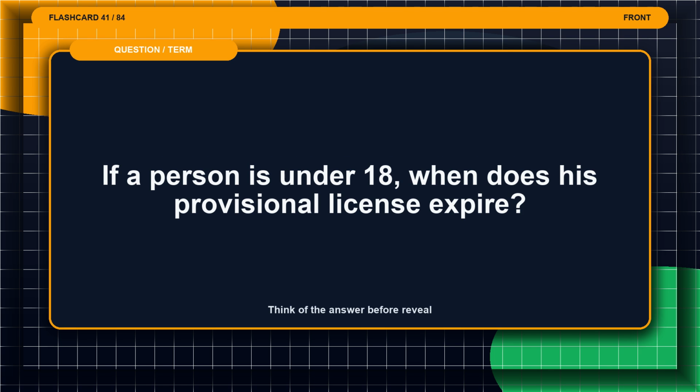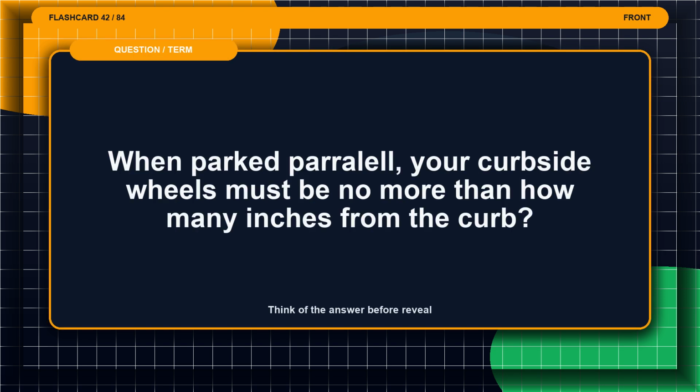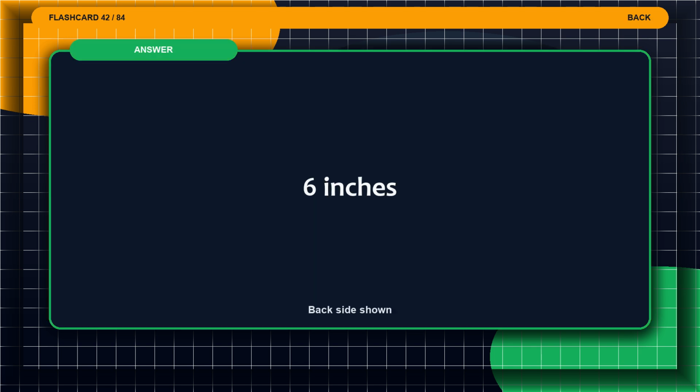Flashcard 41. If a person is under 18, when does his provisional license expire? Think of the answer before the reveal. The answer is, on his next birth date after date of issuance. Flashcard 42. When parked parallel, your curbside wheels must be no more than how many inches from the curb? Think of the answer before the reveal. The answer is 6 inches.